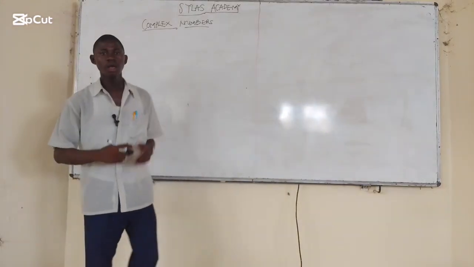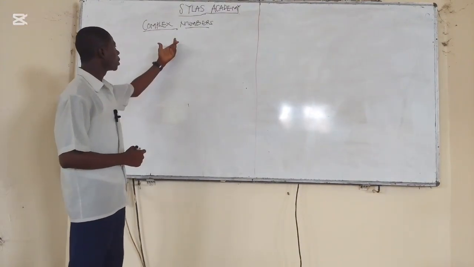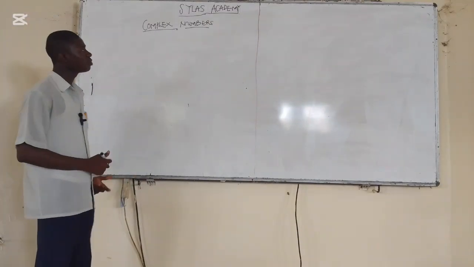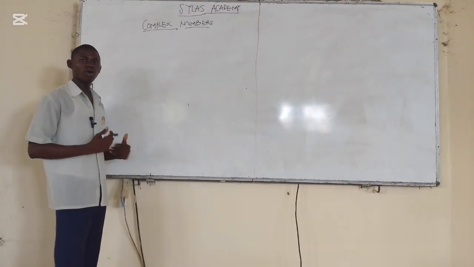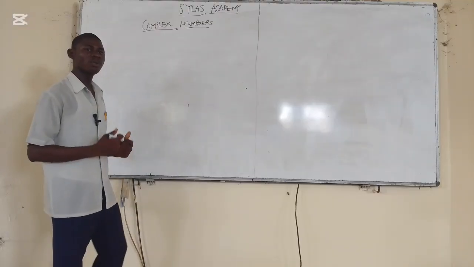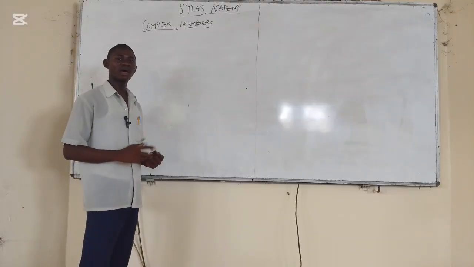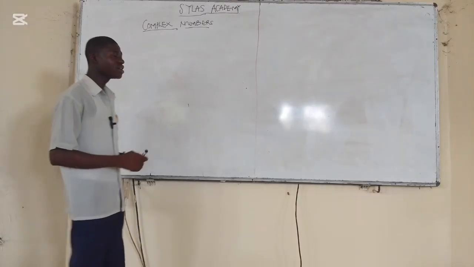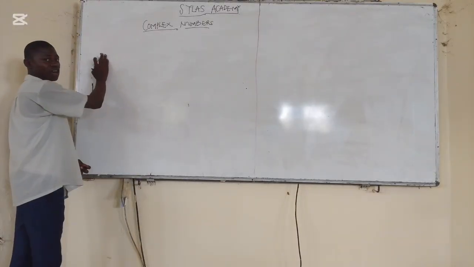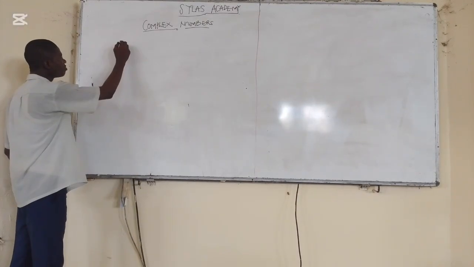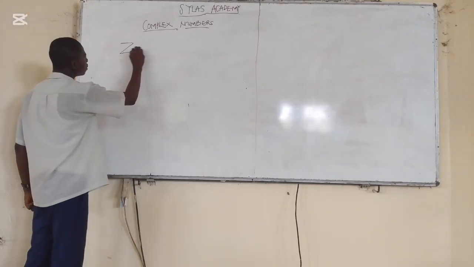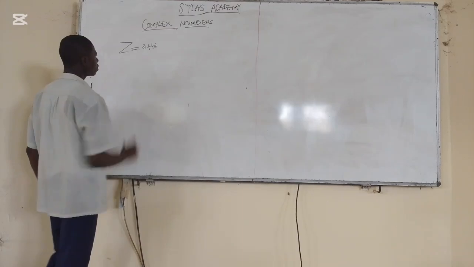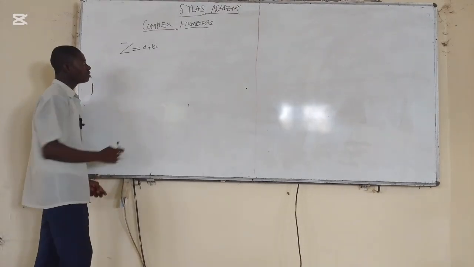This is my channel. And in today's video, I'm going to be teaching about complex numbers. Are you following now? What are complex numbers? We say complex numbers are numbers that have two parts, which are the imaginary part and the real part. In expression, it is expressed as Z equals A plus BI. Are you following now? A plus BI.